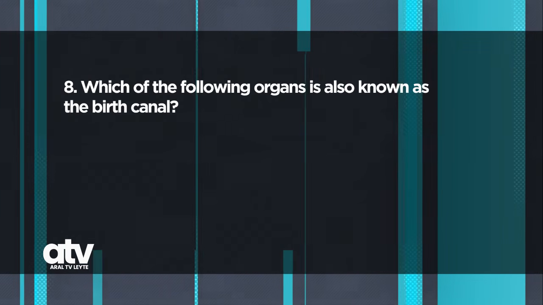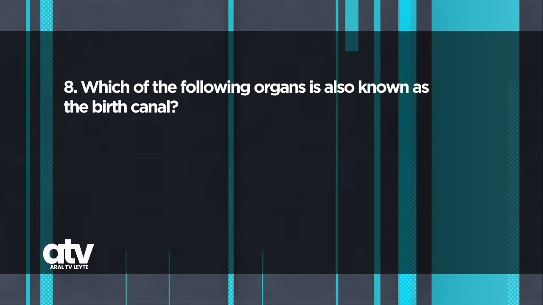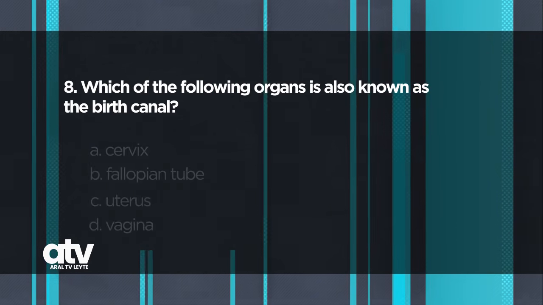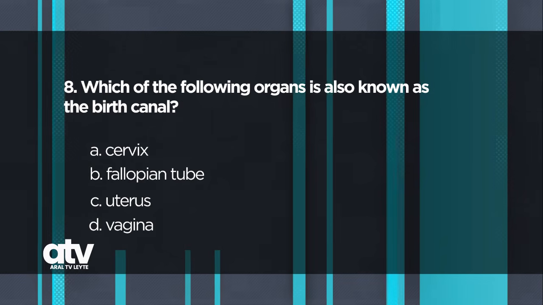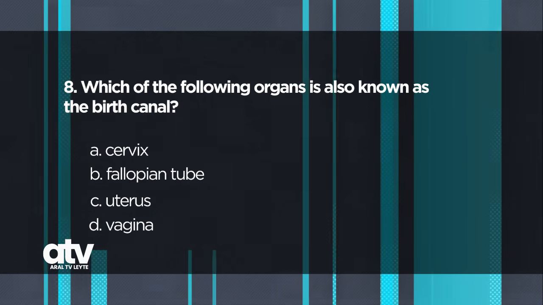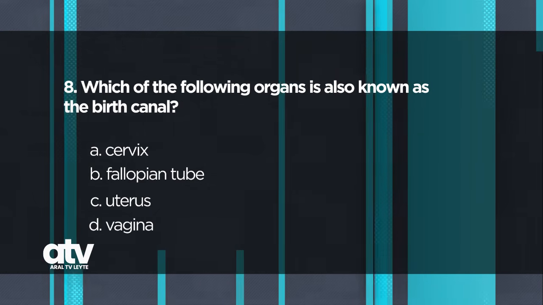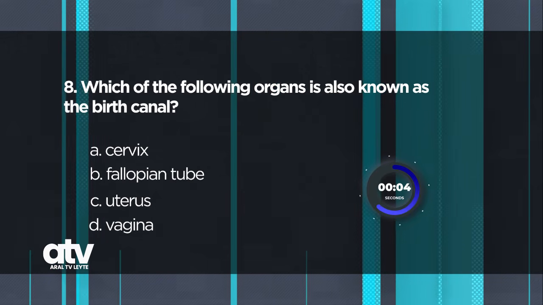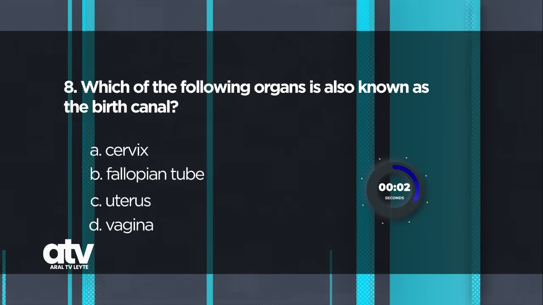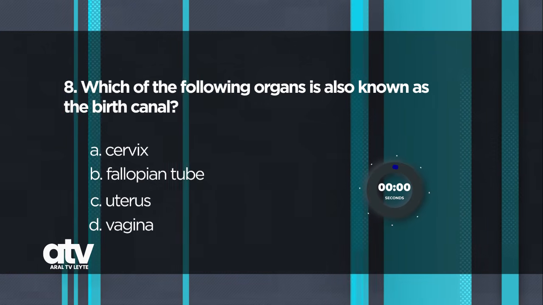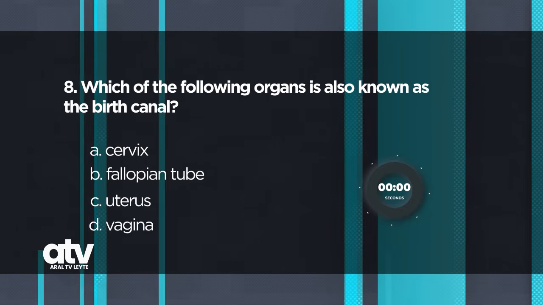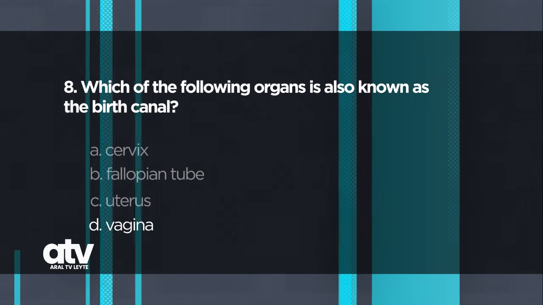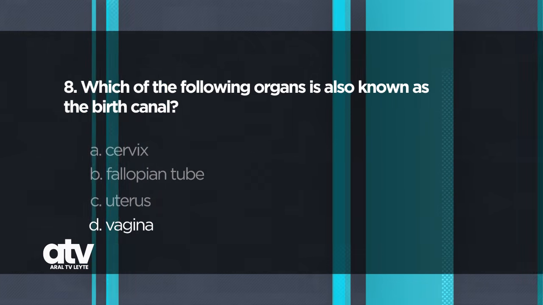Number 8. Which of the following organs is also known as the birth canal? A. Cervix, B. Fallopian tube, C. Uterus, D. Vagina. The correct answer is letter D, vagina.